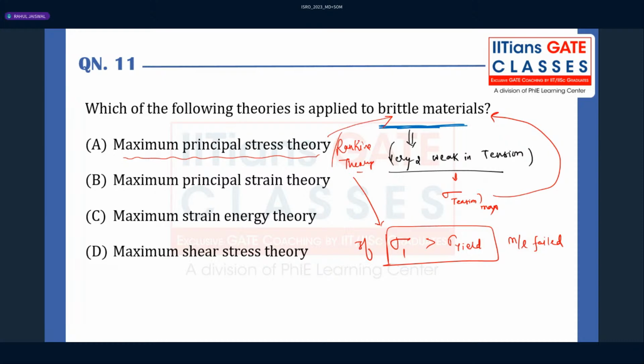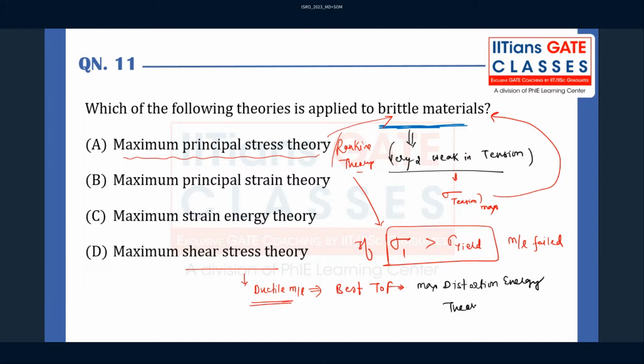Because whatever the dimension given by this theory of failure is almost equal to the experimental values we have obtained on brittle materials, right? So this theory is good for brittle material. For ductile material, if somebody asks you the best theory of failure, that is nothing but the maximum distortion energy theory, which we also call von Mises theory.